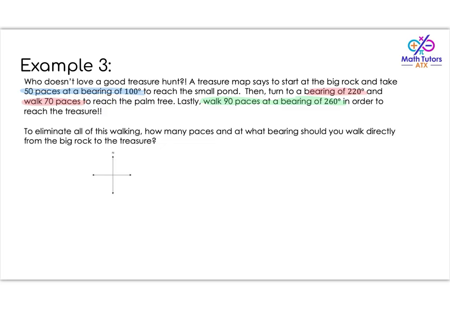Hey, it looks like we have 3 vectors here. Do not be scared. You're just going to do the same chart, except you're going to have the A, the B, and the C. So when we're working with these, though, let's see what they're asking for at the end. To eliminate all of this walking, how many paces and at what bearing should you walk directly from the big rock to the treasure? So this is going to be your start, and this right here is going to be your ending place. And guess what, folks? That means you're just going to be adding up these 3 vectors.